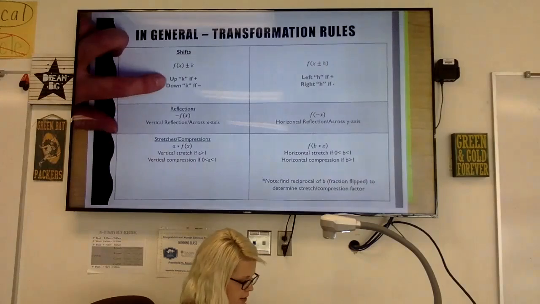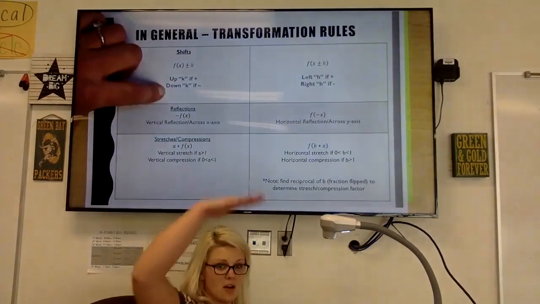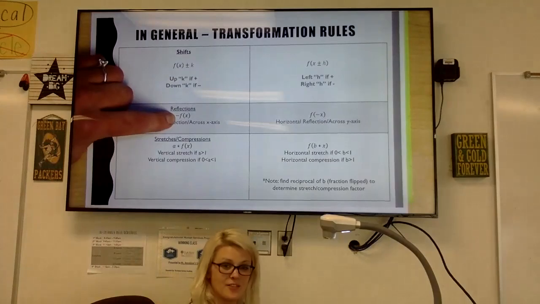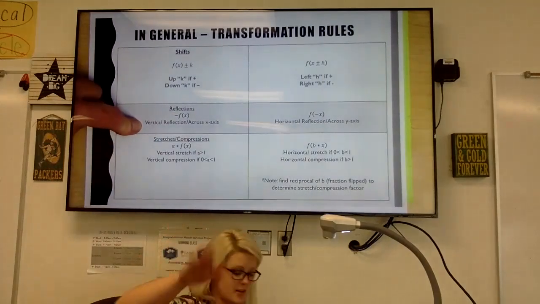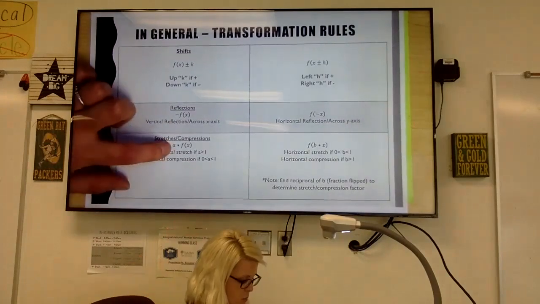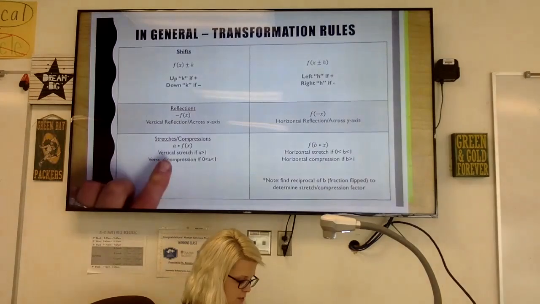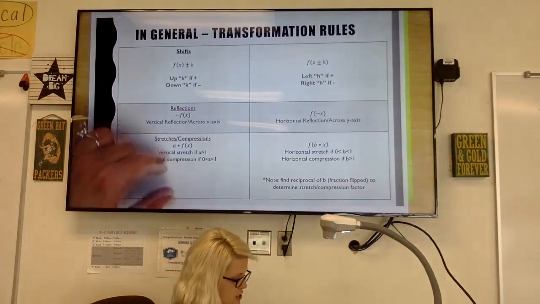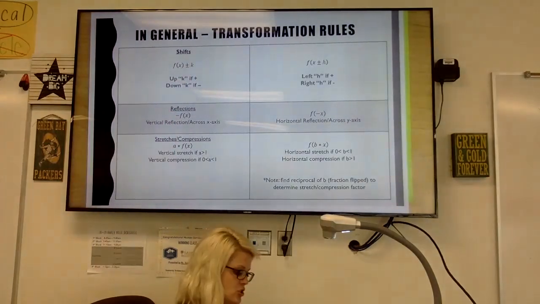Notice here, we had a number added or subtracted outside the function that moved us up or down. Up and down, that's a vertical movement. When I had a negative outside the function, that moved us vertically as well. It was a reflection. And when I had a number being multiplied outside the function in front, that was a vertical stretch or a vertical compression. So you should start to notice that anything happening outside your function is a vertical change.